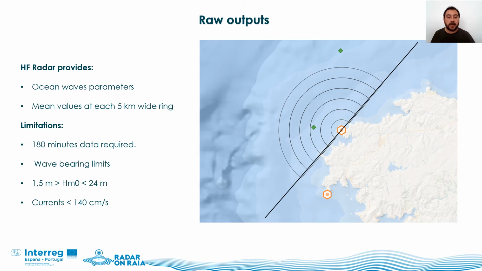The process has certain limitations, as for example, you need at least data for 90 minutes. There is an arc limitation due to the coastal and marine limits, and it can only detect waves with heights greater than 1.5 meters and less than 24 meters. However, all of these limits are not critical, especially when the final product is a web application for navigation warnings.